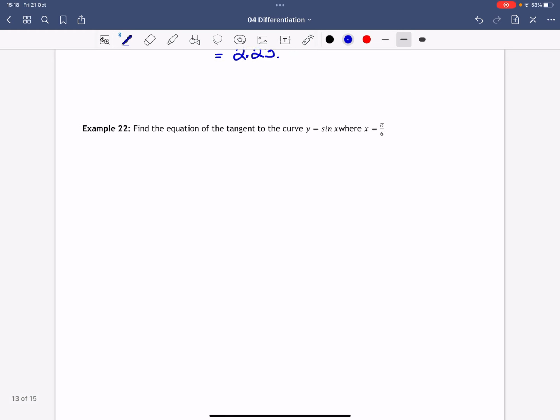Example 22, we want to find the equation of the tangent. We've done this before. So we've got our x value, we need to get our corresponding y value first of all. So I'll say when x is equal to pi over 6, y is equal to sine of pi over 6, which gives us a half. So my coordinate is the point pi over 6, a half.